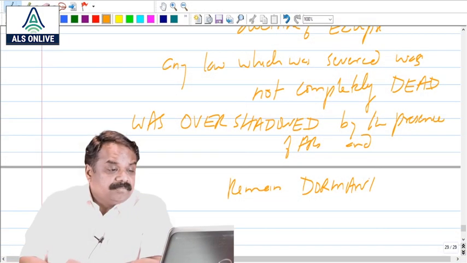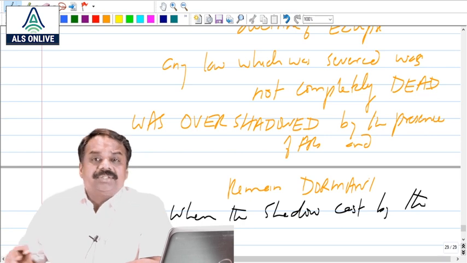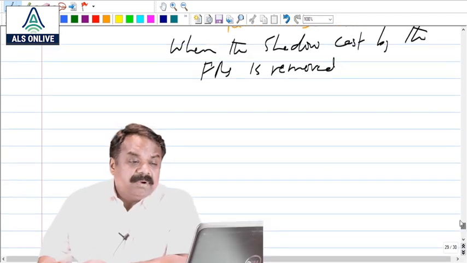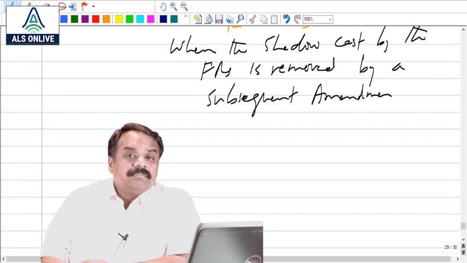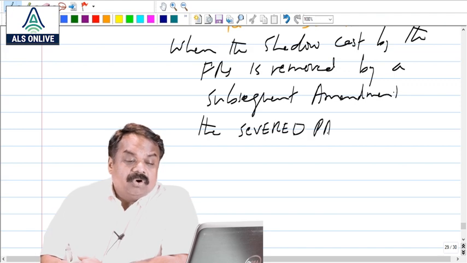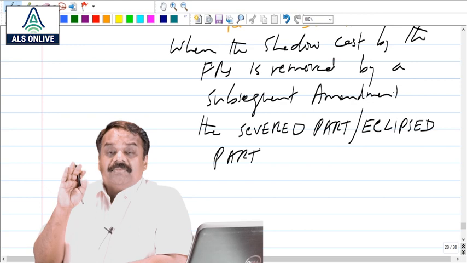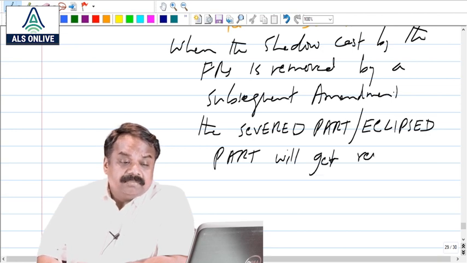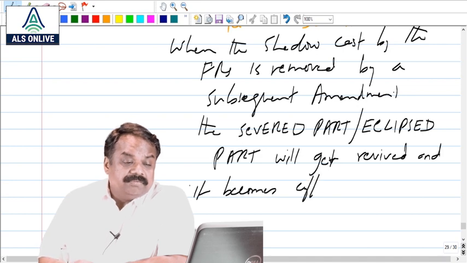So when the shadow cast by the fundamental rights is removed by a subsequent amendment, the eclipsed part, that means that severed part, of that law will get revived, and it becomes effective once again.